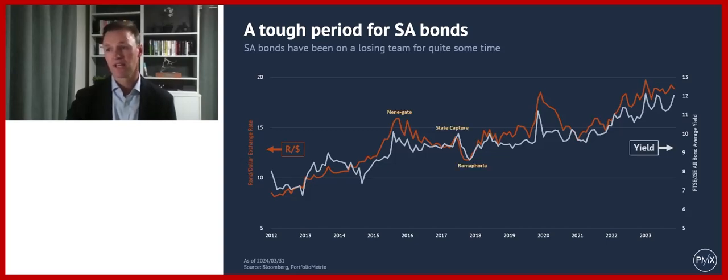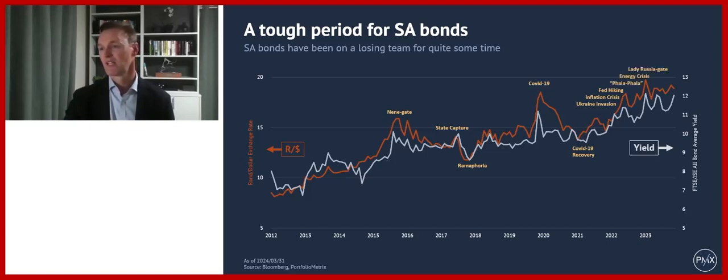Now, subsequent to that, it's been a terrible time for bonds. It's been a terrible time for the rand as well. We've been through Nenegate, state capture, COVID, the recovery out of that, and then everything from the Ukraine crisis to interest rates shooting up with the inflation crisis around the world, and then more recently into the South African specific issues like the energy crisis, Phala Phala, Lady Russiagate, etc. You'd be forgiven for thinking this would have been a terrible time to invest in bonds.